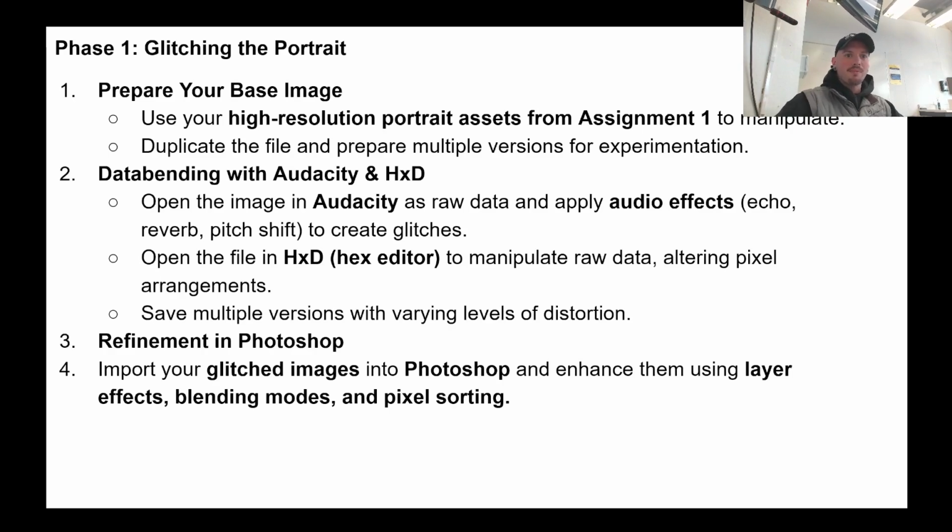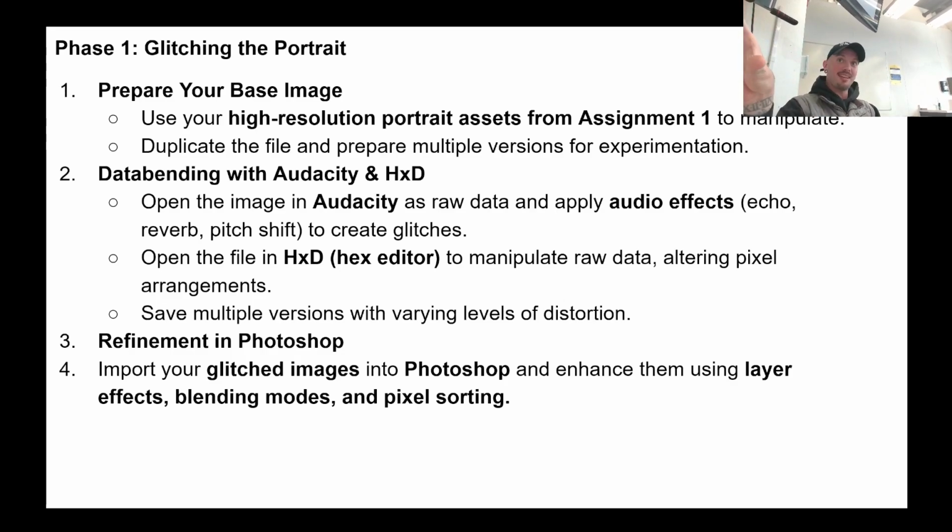If you haven't done it already, we're going to prepare our image. We're going to have to convert our files to a different format. Technically, it doesn't matter what format, but for the sake of this assignment, it's a little bit easier for a certain format we're going to use. And we're going to data bend in Audacity and HxD, which is a hex editor tool. You can also use Notepad; you can technically put an image file into Notepad to glitch it out.